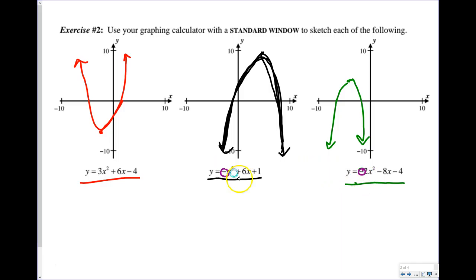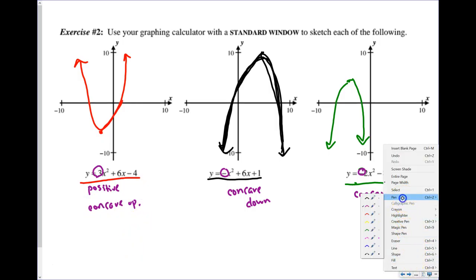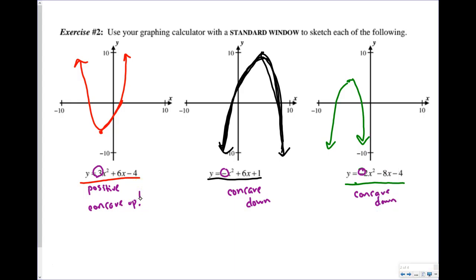I have a negative here and a negative here, and both of these go which way? Down. They both go concave down because there's that negative in front. Is there a negative in front of here? No, this is positive 3, so it's going to go concave up. Okay, so that's the pattern we're seeing. That negative determines whether something goes up or whether it goes down. All right, this is going down, down, and this is going up.